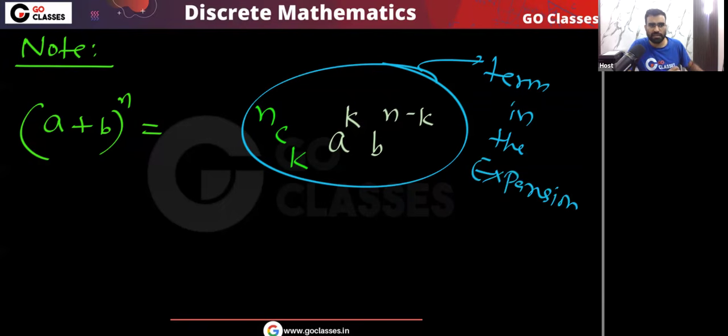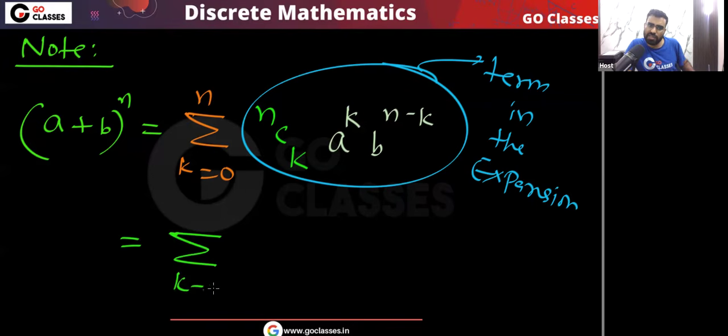And remember the range of this k. How many a's can you get? That is k. The range is from 0 to n. So you can see the summation, this k will go from 0 to n. This is the short expression. Of course, the same expression you can also write like this, k going from 0 to n, nCk, b power k, a power n minus k, because anyway (a plus b) power n is the same as (b plus a) power n.